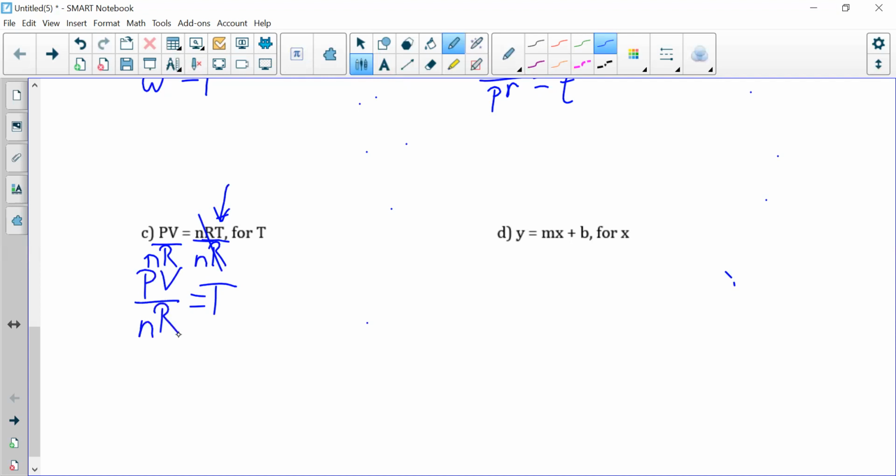All right. This one's a little bit different. Y equals mx plus b. You should recognize this as slope-intercept form. We want to solve this for x. So this is going to be a two-stepper.